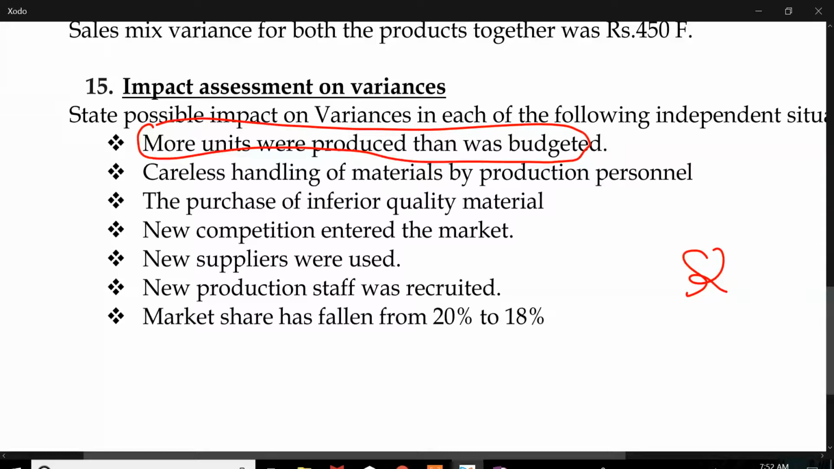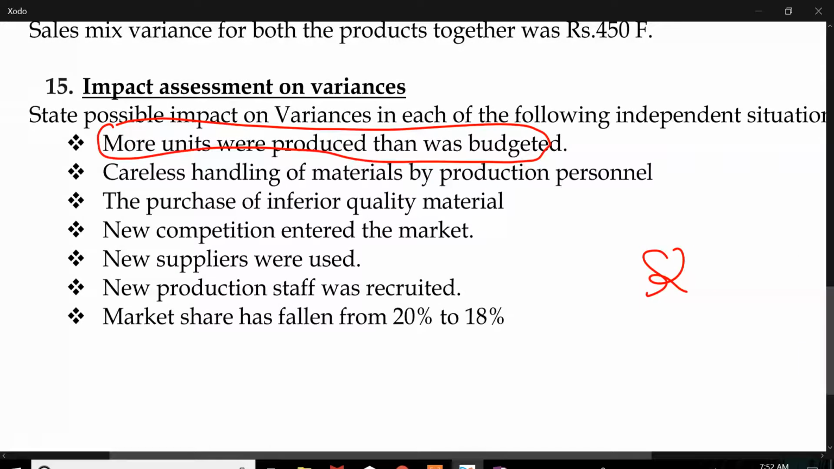So first one is right, favorable fixed overhead volume variance. The first one answer is favorable fixed overhead volume variance. I need the name of the variance and favorable or adverse. Favorable fixed overhead volume variance. Second one is adverse material usage variance. Adverse material usage variance.